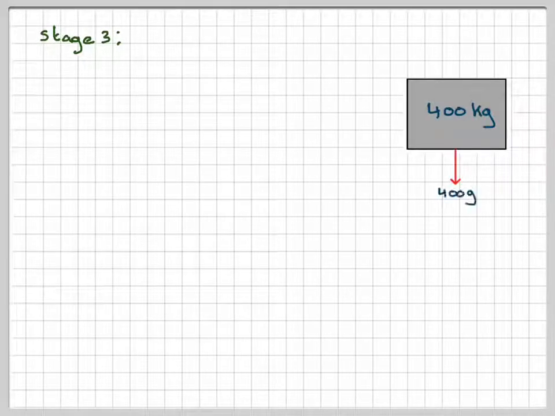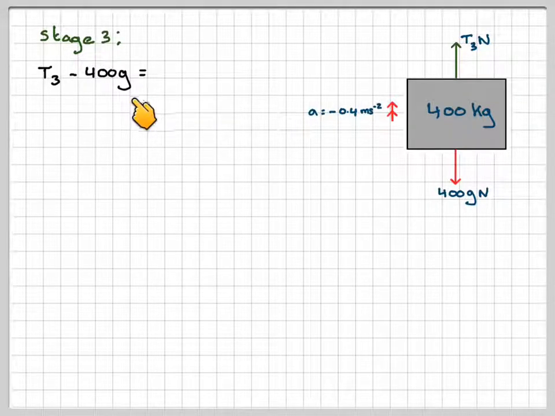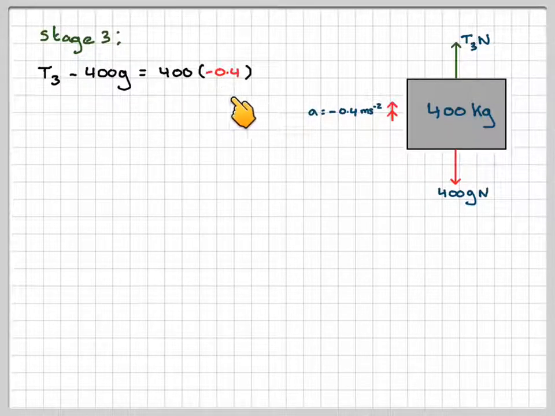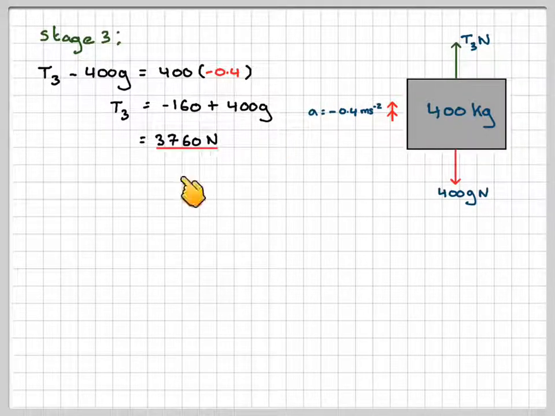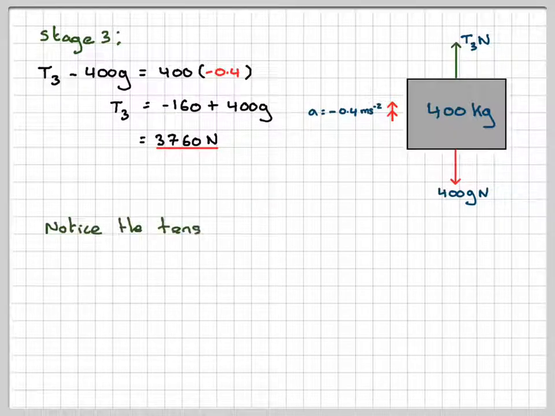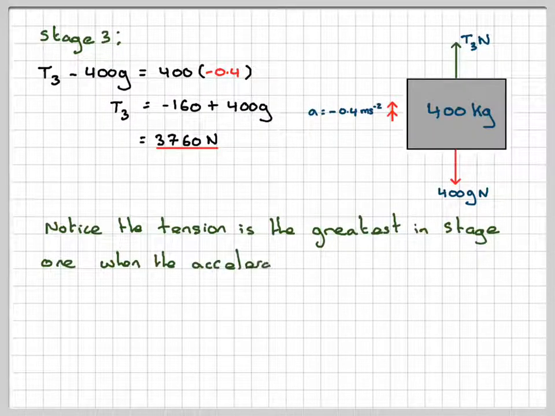In stage 3, again, we've got the diagram. We've got the weight acting downwards, tension T3 acting upwards. We've got a negative acceleration because it's decelerating, so a will be minus 0.4 meters per second squared. So T3 minus 400g will be equal to 400 times minus 0.4. So T3 will be 400 times minus 0.4, which is minus 160, plus 400g. g is 9.8, so that gives you 3,760 newtons.